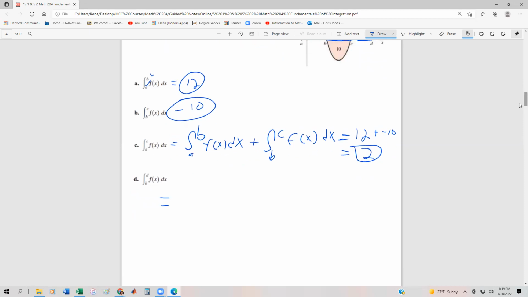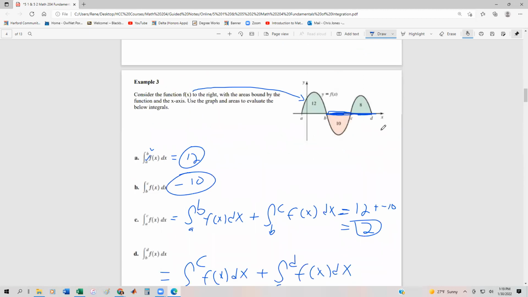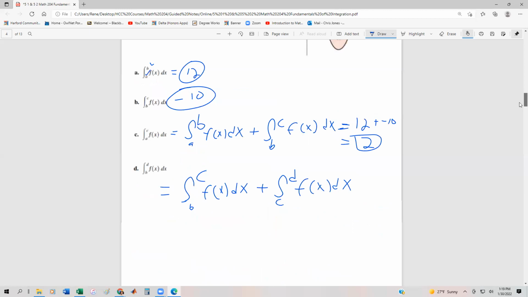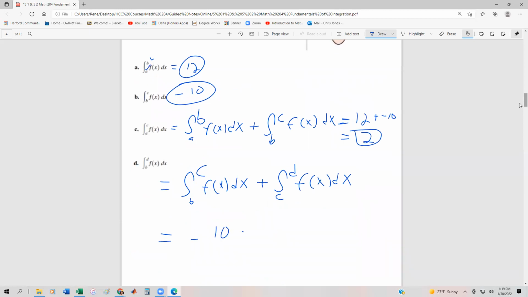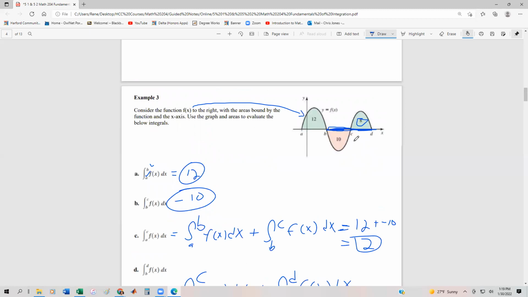All right, so that's going to be equal to the integral from B to C of f of x dx, which we know to be -10, and then the integral from C to D of f of x dx, which we know to be 8, because that's what the area is right here in our picture. So we have -10 plus 8, otherwise known as -2. Okay, so those are pretty easy examples. If you're given the graph, just remember below the axis, and from there, just make sure that it's in the specific order. Okay, so if it was from D to B, you'd have to use that negative rule.